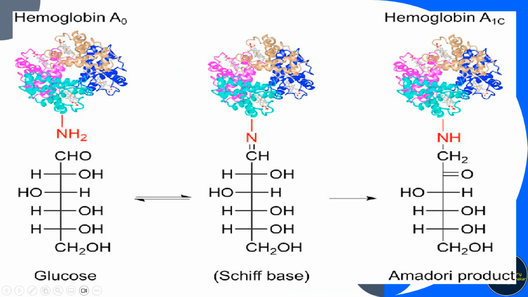How does this combine together? In the first picture, this is the hemoglobin where we have NH2, the valine molecule, and at the bottom we have glucose with its aldehyde group. This is the glucose aldehyde, and this is the amino group of valine of hemoglobin. The amino group combines with the aldehyde, and ultimately we have a Schiff base. This Schiff base rearranges through an Amadori product, and ultimately we have the formation of glycosylated hemoglobin.